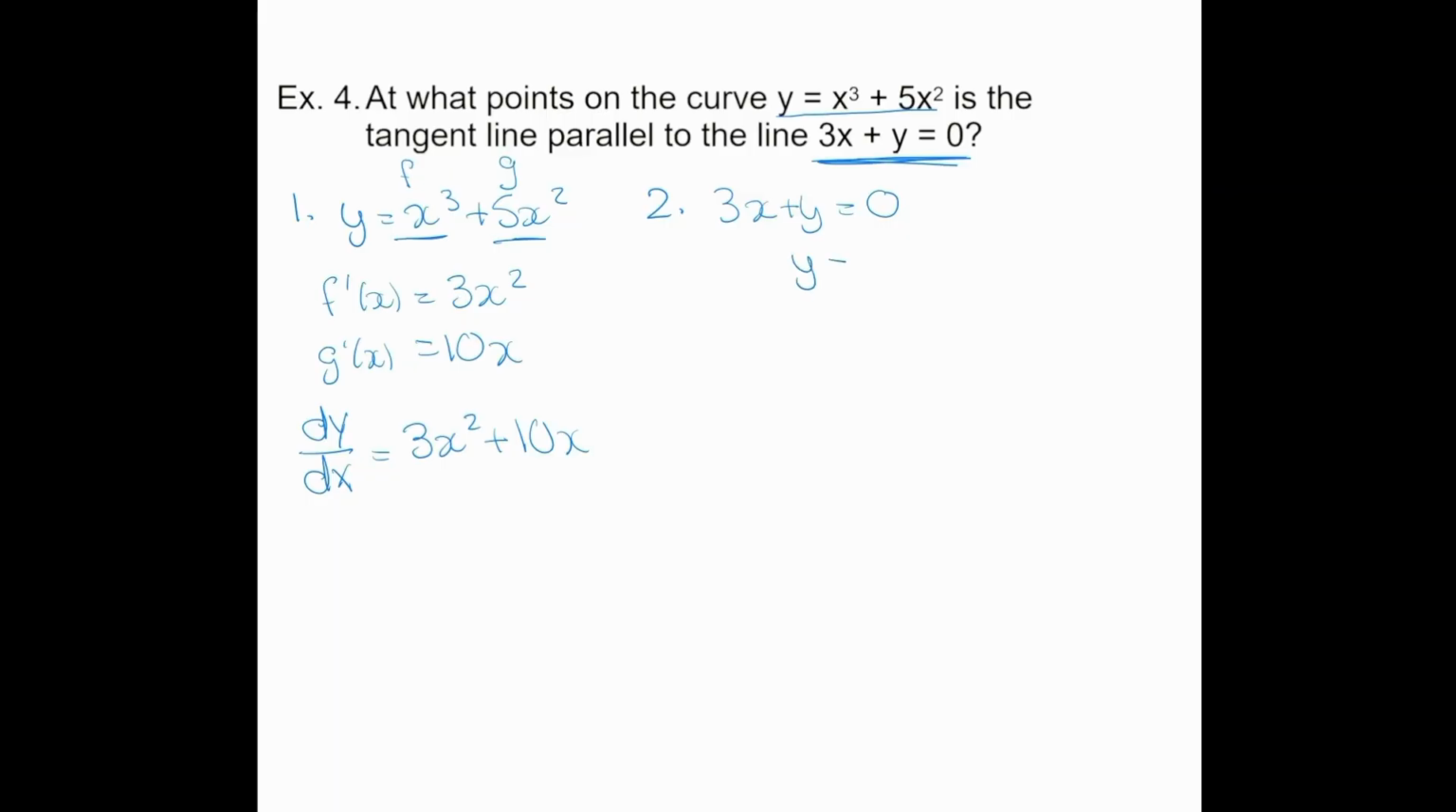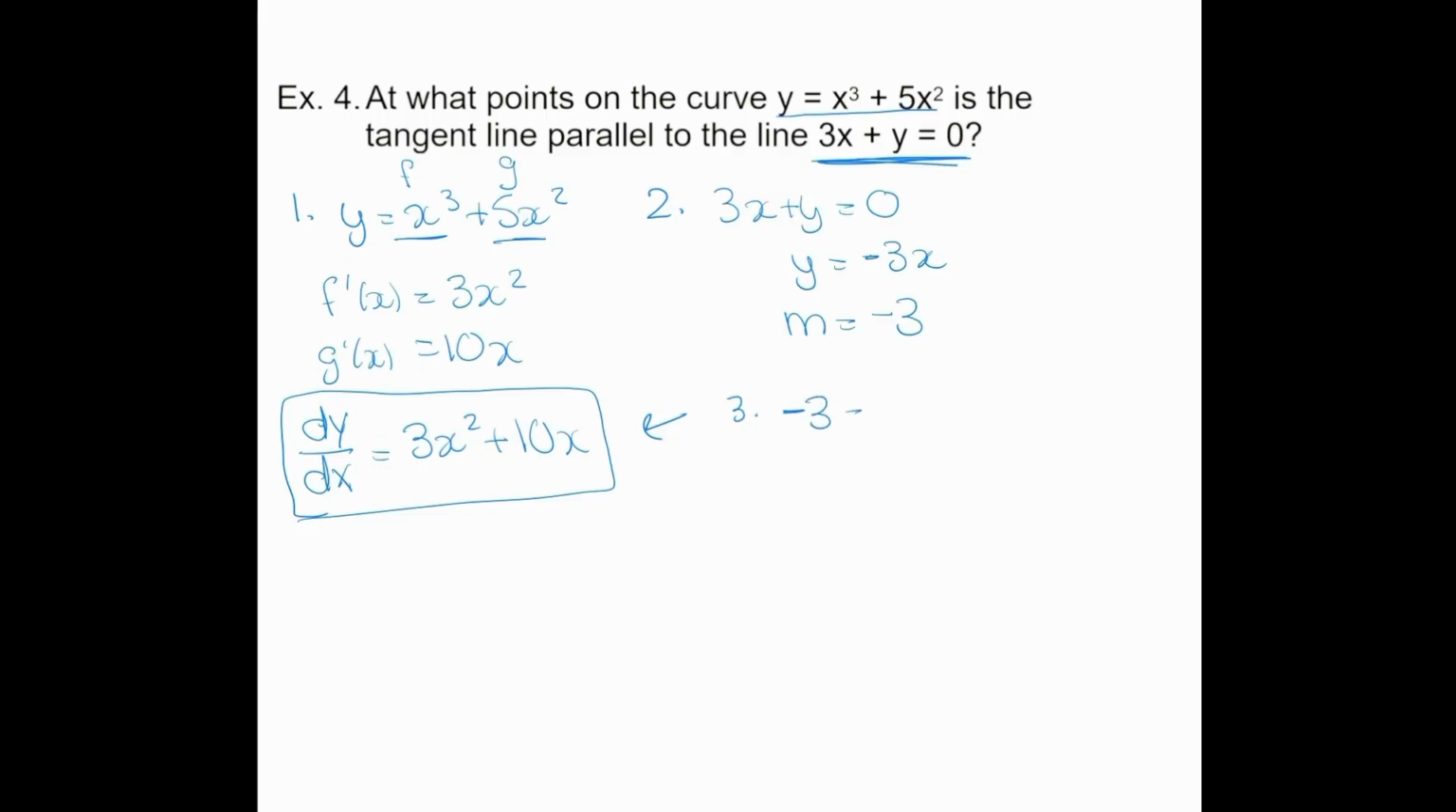So y is going to be equal to negative 3x. Therefore, the slope of this line is going to be negative 3. So remember now that the slope of the tangent, this equation that we just found right here, is equal to the slope. If I want to know when this slope is going to be negative 3, I'm going to make this equal to negative 3, and this is step 3.